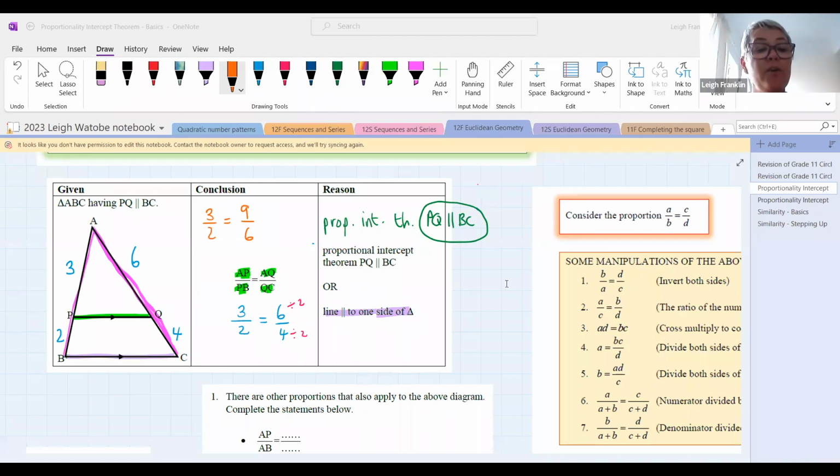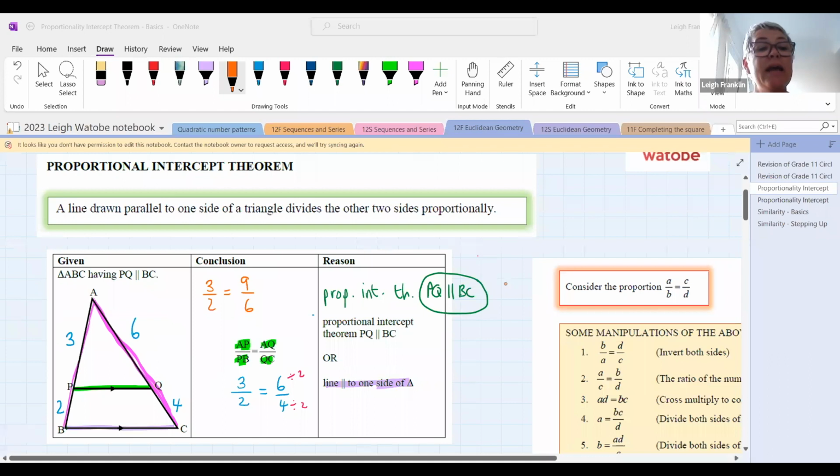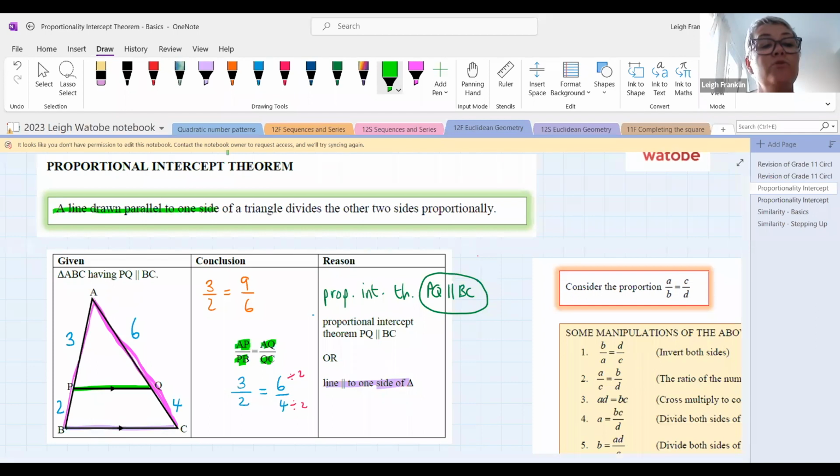Okay, so this line over here that I highlighted in green is the line drawn parallel to one side of a triangle. Okay, so a line drawn parallel to one side of a triangle, that is the green line over there. That's the line that's drawn parallel to the side of the triangle is the purple line.